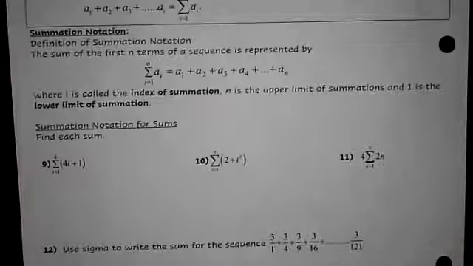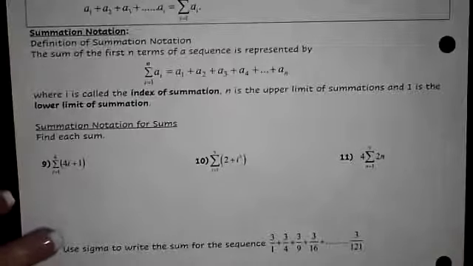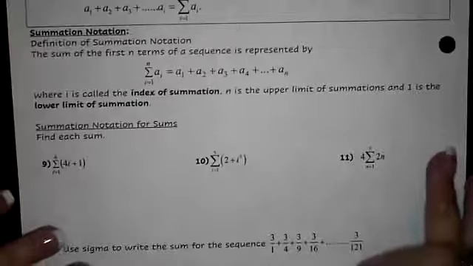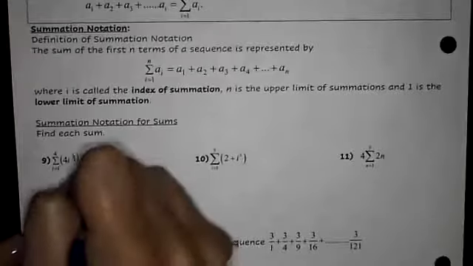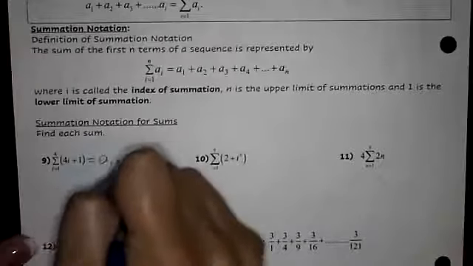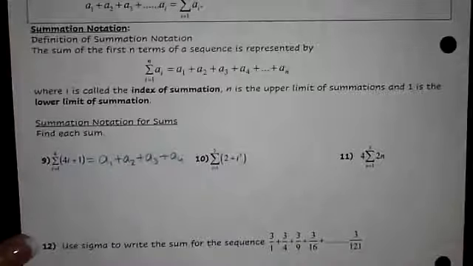So we're going to start with one here so you can see how that works. We've got I being 1, so our starting point is 1, and our final one is 4. So this is the same thing as A1 plus A2 plus A3 plus A4. We're going to add our first four terms together.